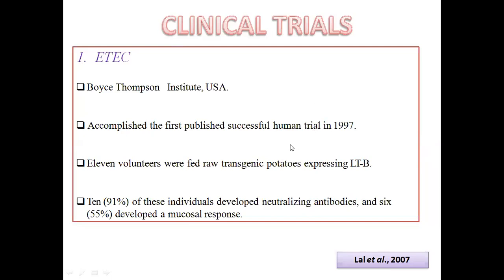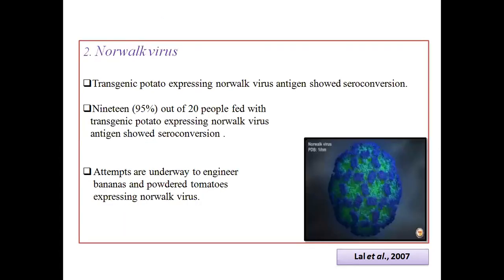It has accomplished the first published successful human trial in 1997, and 11 volunteers were fed with these transgenic potatoes expressing this. Out of this, 10 people, that is 91%, developed neutralizing antibodies, and 6 developed a mucosal response. Okay, and next one, the clinical trial of Norwalk virus.